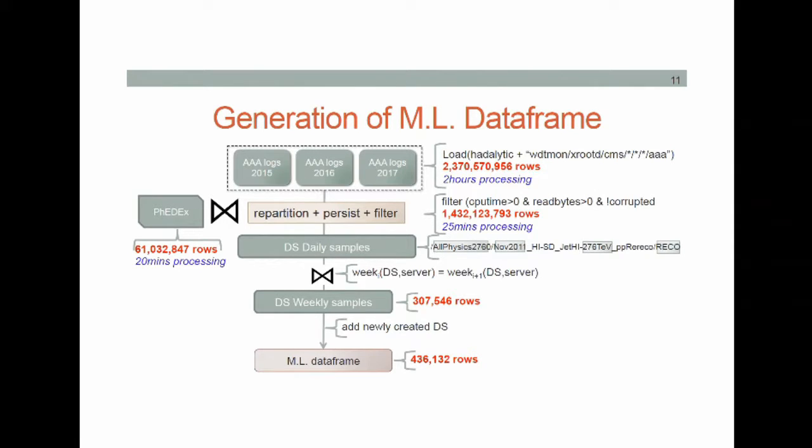Well, this flowchart just shows the complex pipeline of Spark components, which allows us, for example, from AAA XRootD log files over the last 3 years, after merging with a file from the block replica service, to reduce them into daily samples, weekly samples, and finally to the machine learning data frames. I just want to focus your attention on the numbers, because, again, from billions to a few thousands in a matter of 2-3 hours.